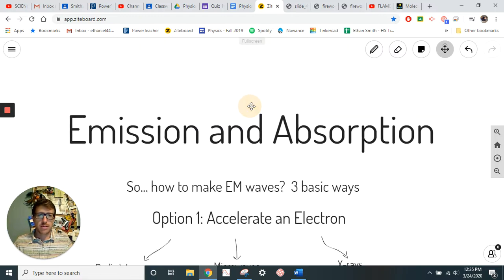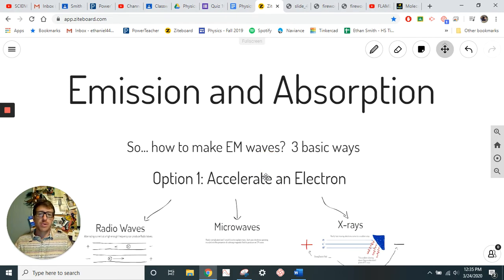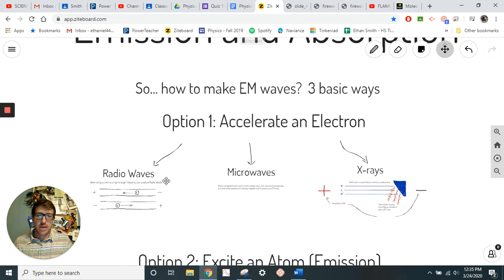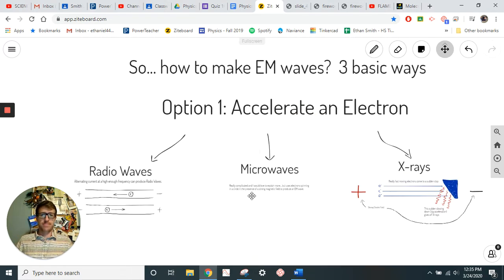So let's start with this, right? The big topic today is emission and absorption, emission being the creation, absorption being the reception of that energy. So how can we make these waves? There's three basic ways we can do it. The first way is we can accelerate an electron. And this is what I've talked about before. If we have a charged particle that's accelerating, we get an electromagnetic wave. We get this disturbance in the electromagnetic field.